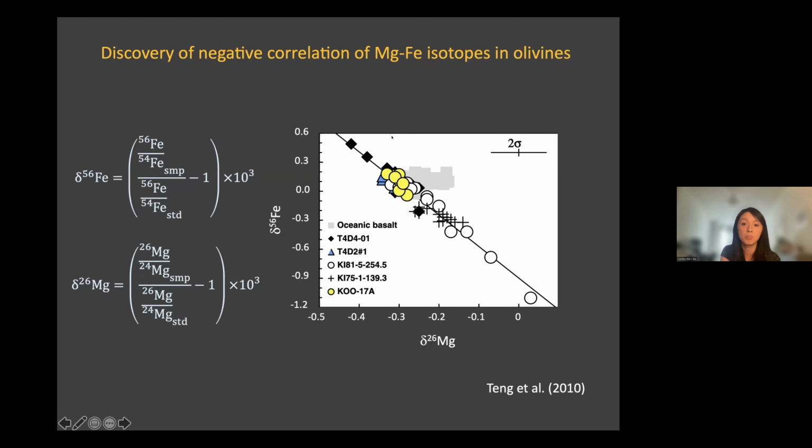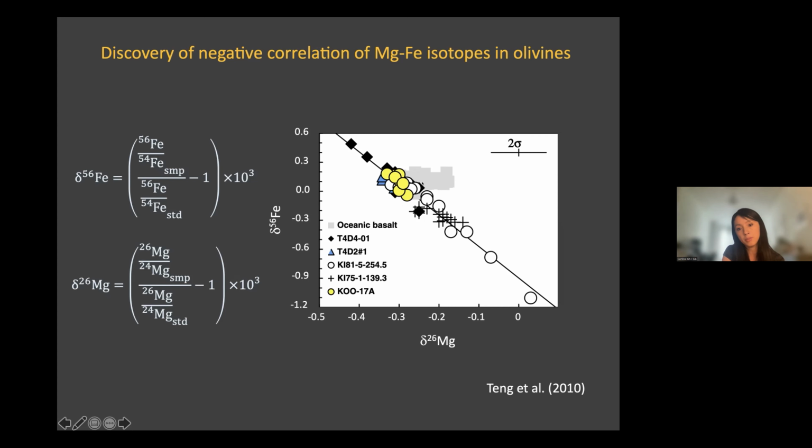And anything that plots above this gray area is isotopically heavy compared to the standard and the basalt. And anything that plots below, so in the negative region, that's isotopically light in iron. So for magnesium, there's a little bit bigger spread in oceanic basalt, and they fall in the negative region, and that's just because oceanic basalt have a different isotope composition compared to the standard that we use. That's okay, but anything to the right would be isotopically heavy in magnesium. It's going towards a more positive number. Anything to the left is isotopically light.